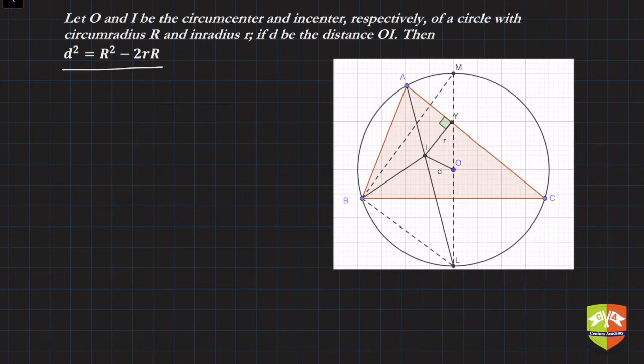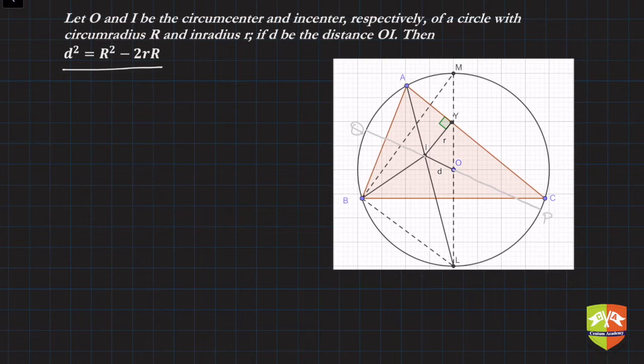Before that, we need some prerequisites to prove this theorem. One is what we have already discussed in the previous session. We'll do it here once again. So the first one is this. I am joining IO and producing it on both sides. Say this point is P, and this side is Q.